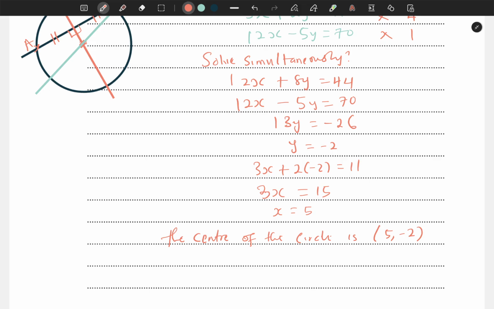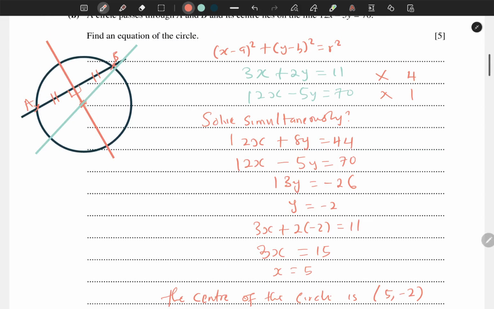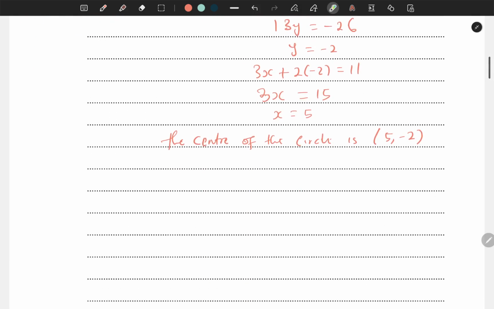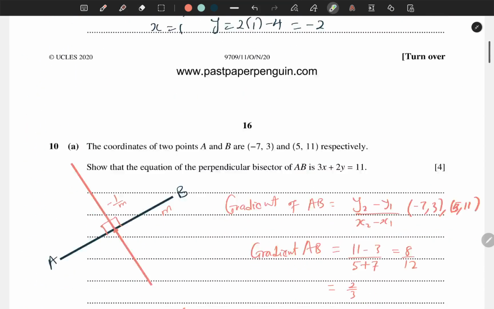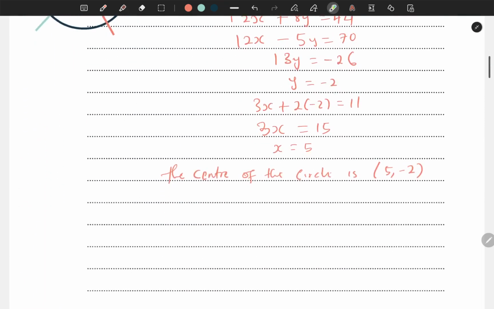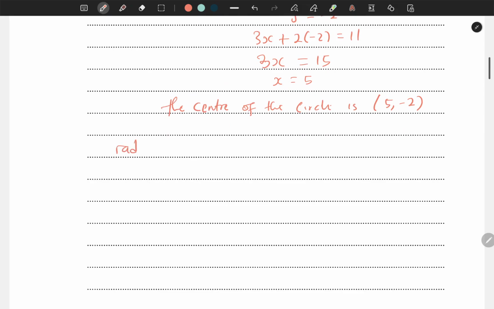So what are we going to do? You can just pick any point here. Remember, a line coming from the center of the circle to any point on the circumference will give us the radius. So you could just find the distance between the point A and the center that we just obtained. We have our point A as (minus 7, 3). So radius equals the length AC, where C is the center of the circle.